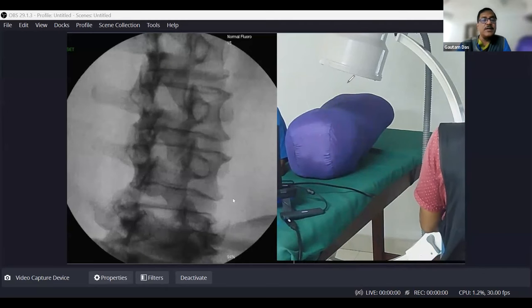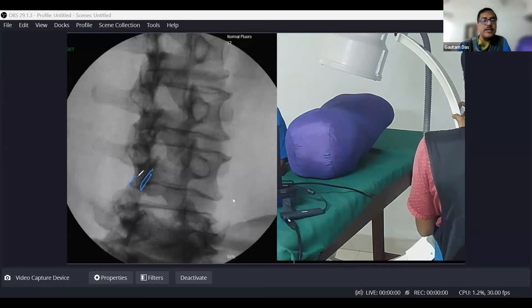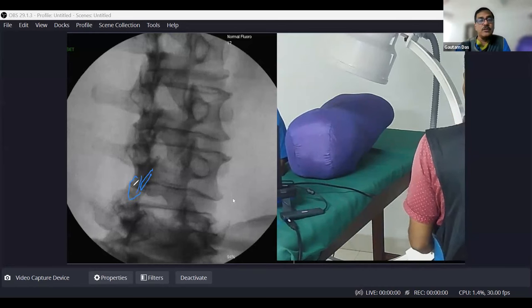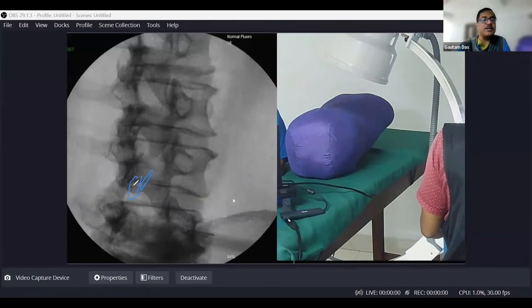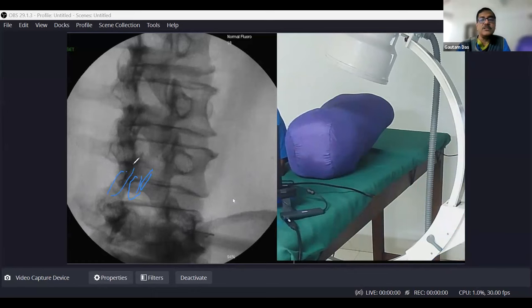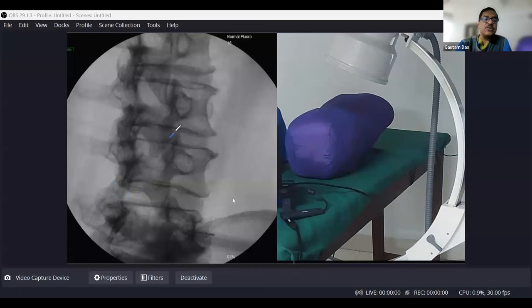So now what is happening? The spinous process and the inferior articular process are almost merging together. Now it is completely merged. So this is your completely merged. So this much oblique you should do. Or somebody says that you see the facet joint is opened up very nicely. This is the facet joint. So that is one end point.